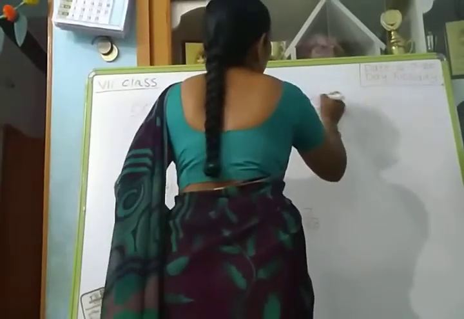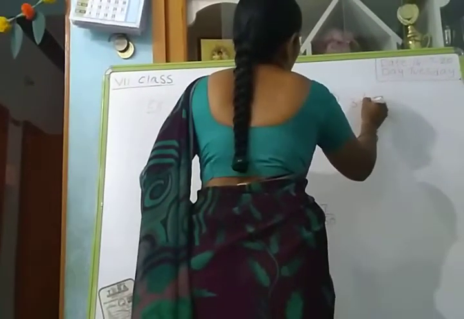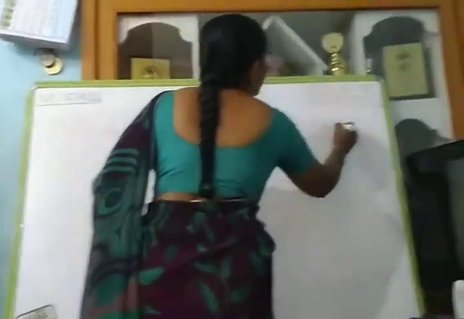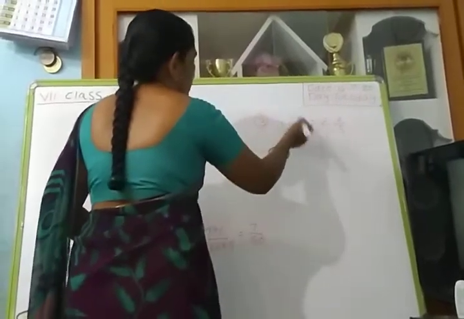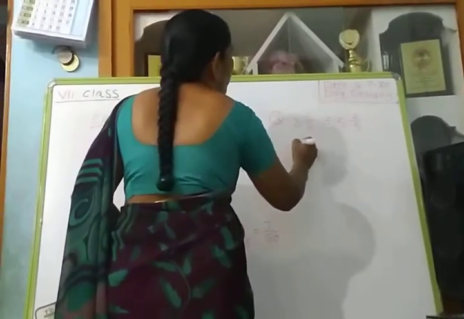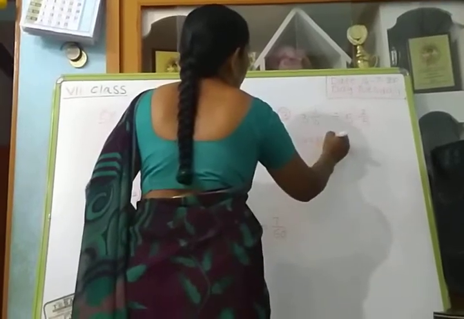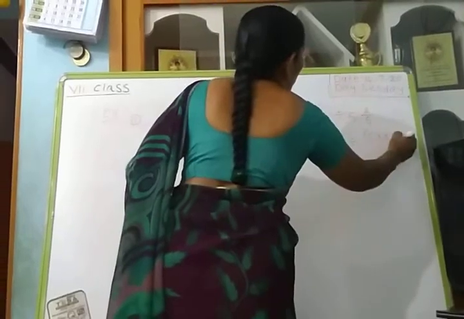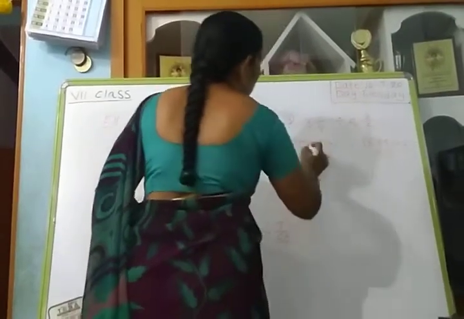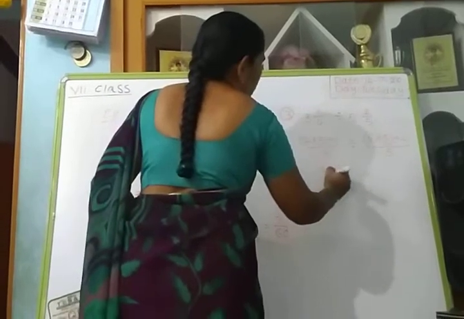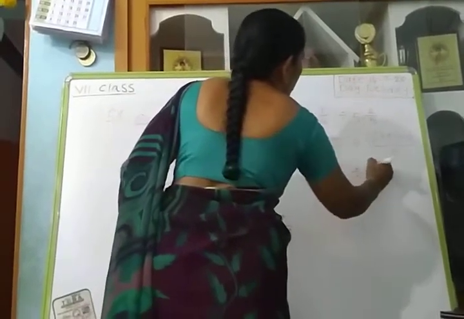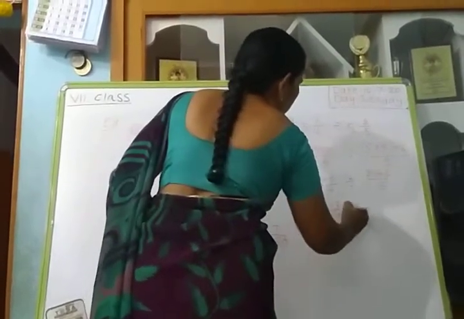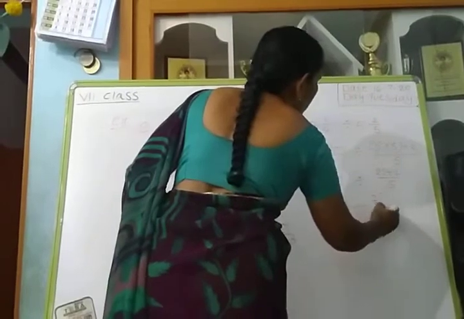One more example. If they give mixed fractions: 3 1 by 4 divided by 5 2 by 5. First, we already know how to convert a mixed fraction into an improper fraction. 4 3s are 12, 12 plus 1. 5 5s are 25 plus 2 by 5. So 13 by 4 divided by 27 by 5.